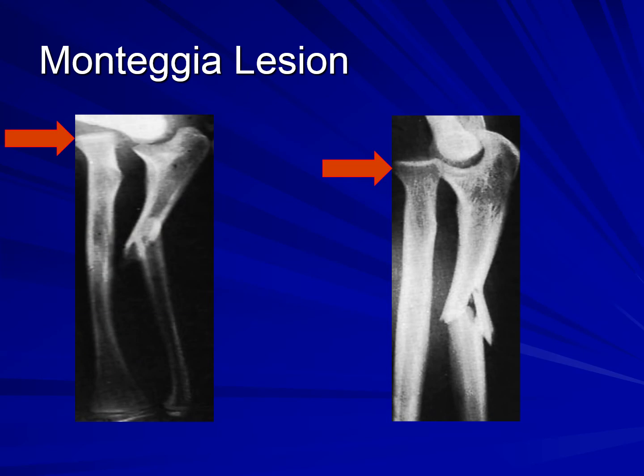This is a plain X-ray showing Monteggia fracture dislocation before the reduction and after the reduction. We can see the radial head dislocated from the proximal radial ulnar joint in the first one, and after the reduction the head of the radius is reduced in its normal position.